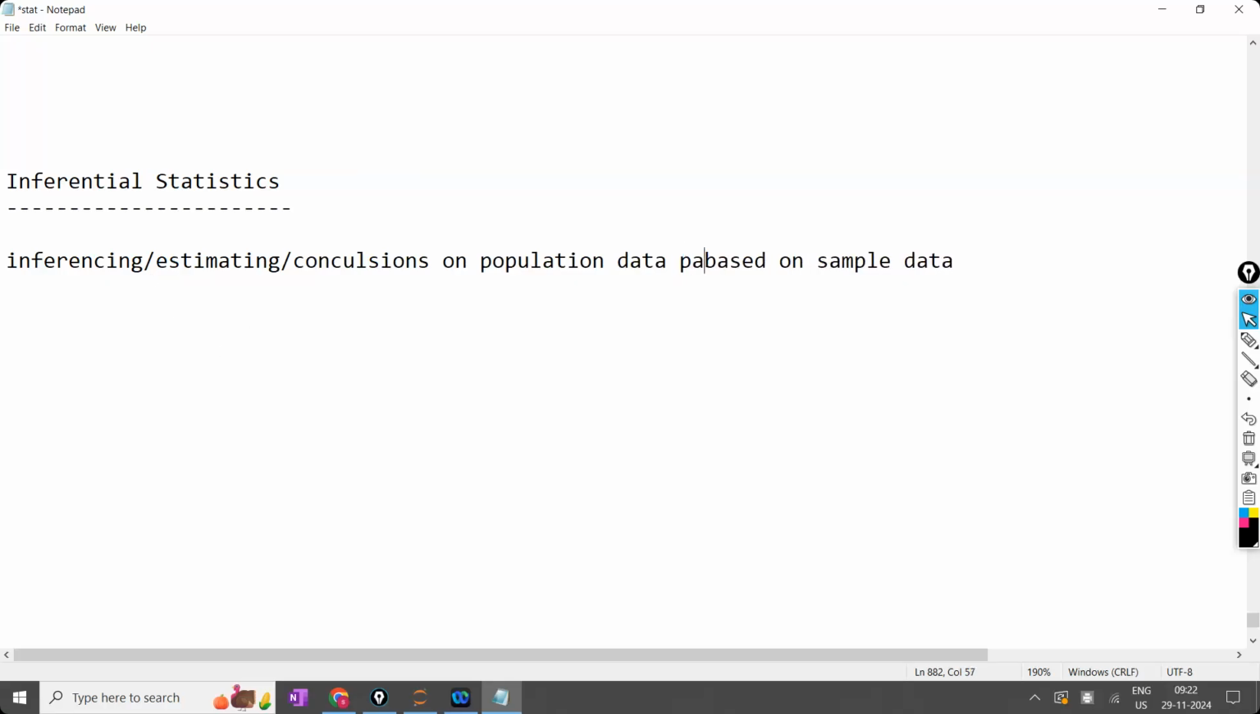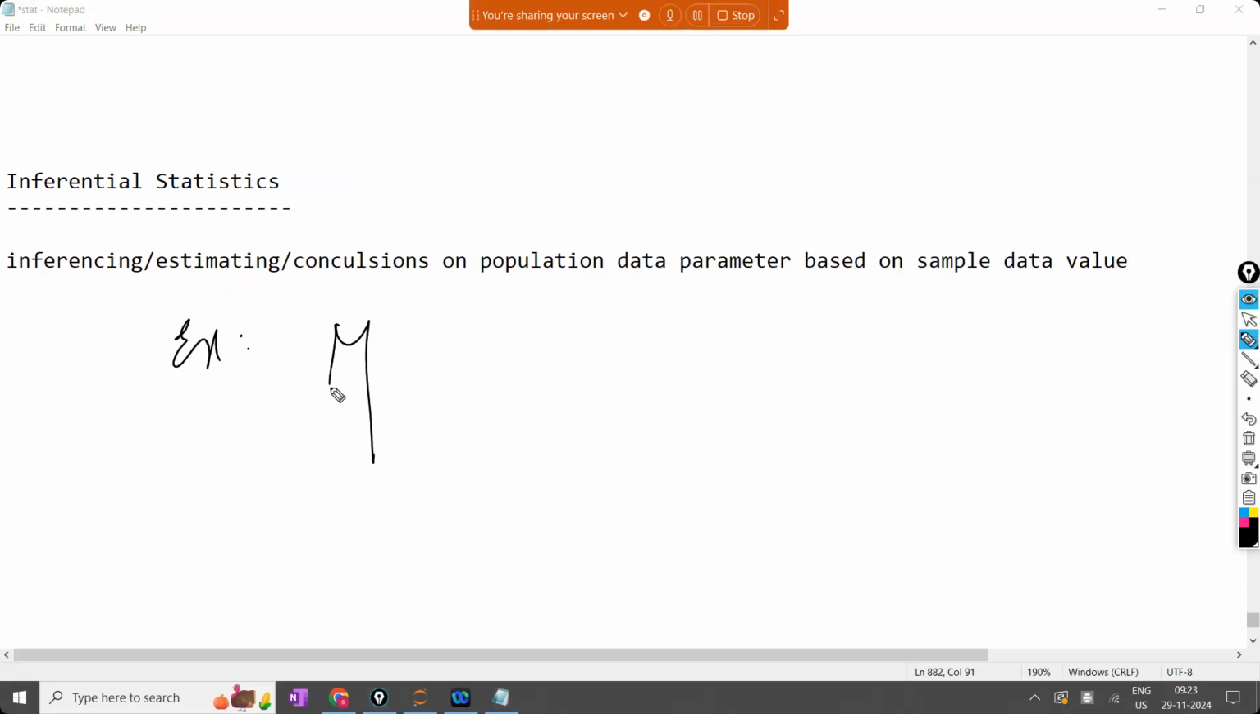Any population parameter, either in terms of mean value or median value or mode or whatever it is, variance value, based on the sample data value. You are estimating the population parameter based on the sample. Example, estimating mu based on X bar.